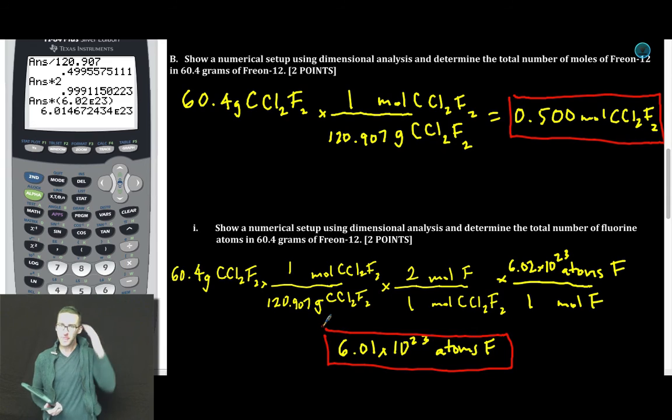Stop for a moment and think about that. If I have 60.4 grams of CCl2F2, I have about half a mole. And because every mole contains 2 moles of fluorine, a half a mole of CCl2F2 contains a mole of fluorine, which is Avogadro's number of atoms.